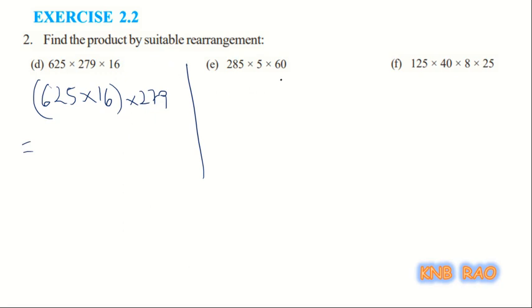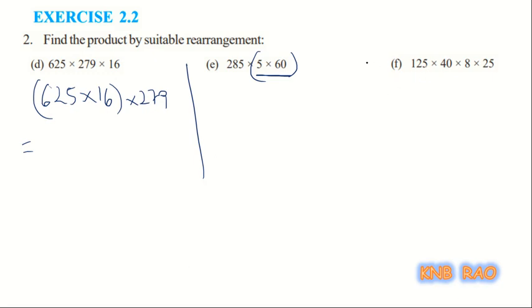Similarly, you continue the rest of the work in this question number D. In E also, you multiply first. What to be multiplied? You multiply 50 and 60 first. Then multiply that product to 285. It will give the number easily.